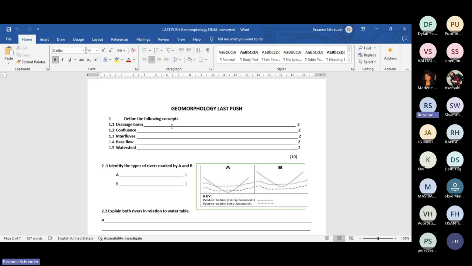Okay, is it Rusha? Drainage basin forms the catchment area of drainage basin. Okay, let's see if we can get another answer.